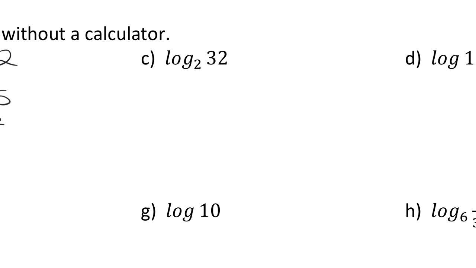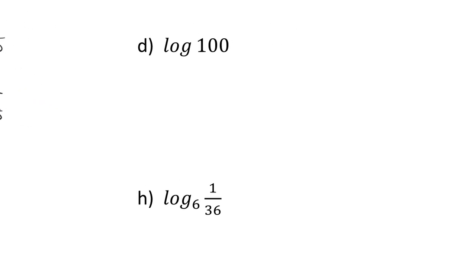Okay, what about C? What's the base? 2. I'm going to raise 2 to some power and hope that is equal to 32. 5, right? No. 6. Wait, no. That was 5. It was 5, yeah. So log base 2 of 32 is equal to 5. See why I made y'all do that over and over again for the last few class periods? I had a master plan.